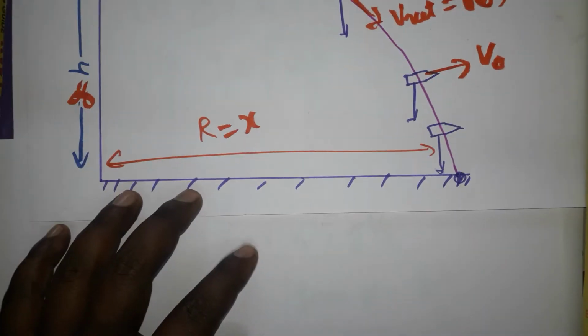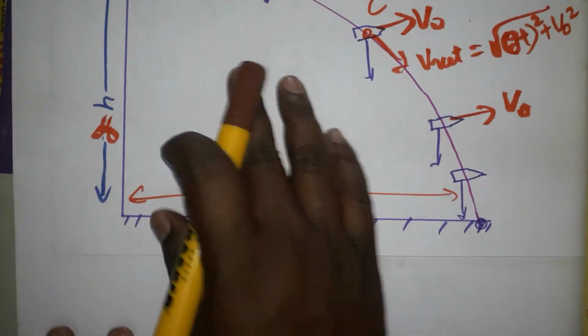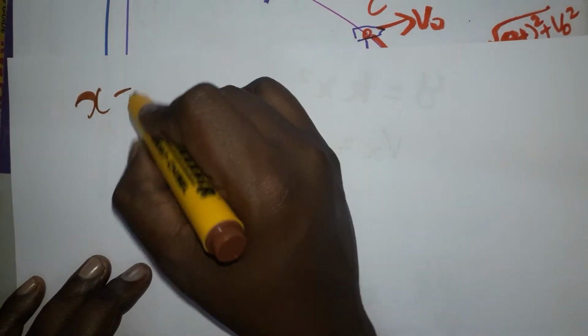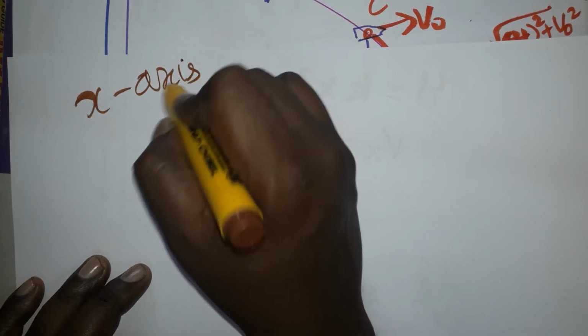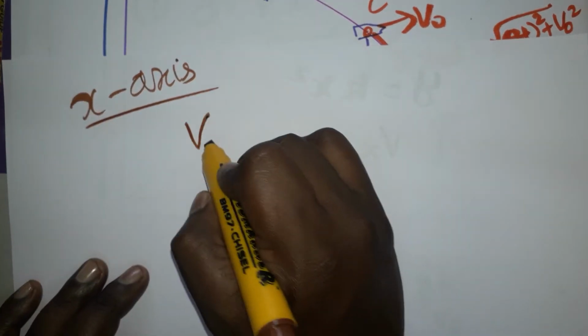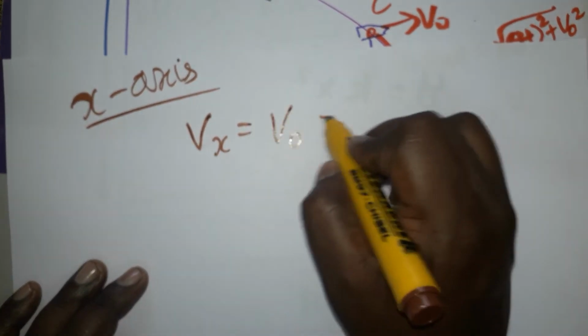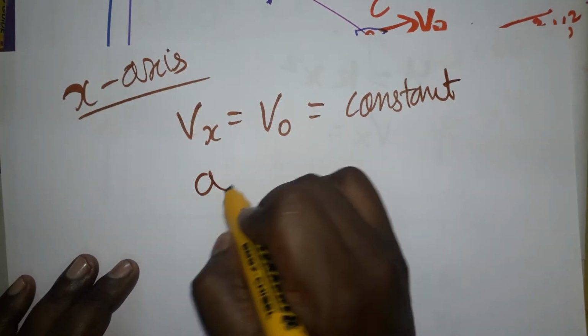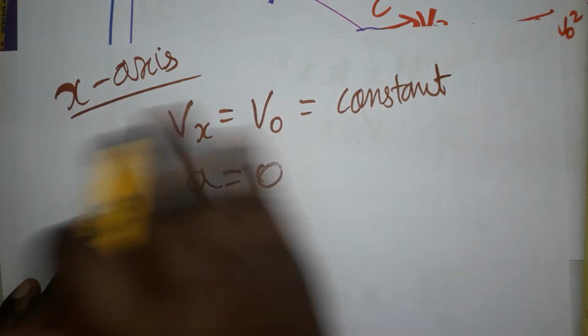First you should understand the diagram. We have two resolutions, one is the x-axis and another is the y-axis. First we will do the x-axis. The velocity along the x-axis is going to be constant. When the velocity is constant, the acceleration will be 0. There is no acceleration acting along the x-axis.